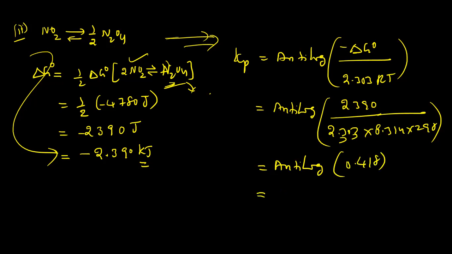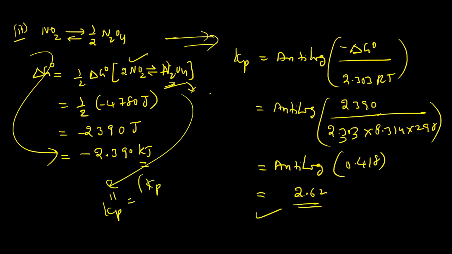0.418. We take the antilog and the answer is 2.62. So this 2.62 is nothing but the Kp double dash. If you take Kp double dash for this one, it is nothing but Kp to the power of 1 by 2, that is the square root of 6.87, which is 2.62. That is the answer for this question.